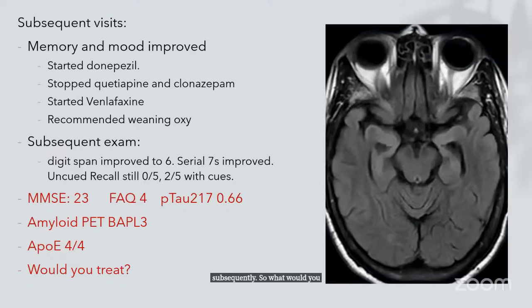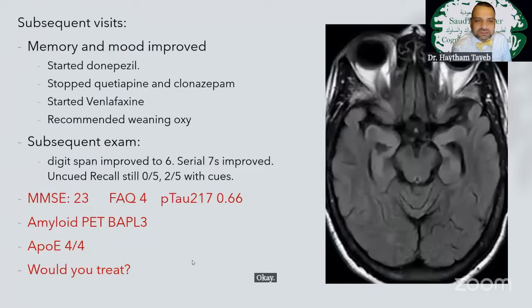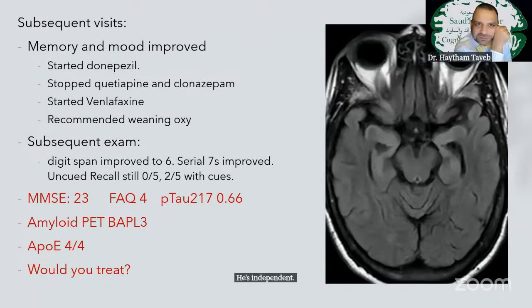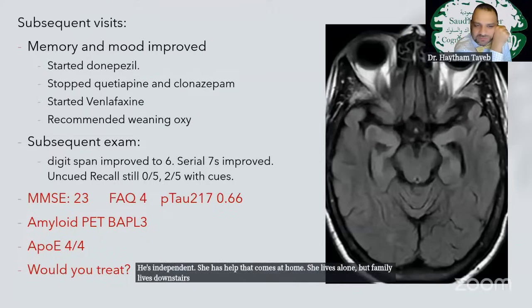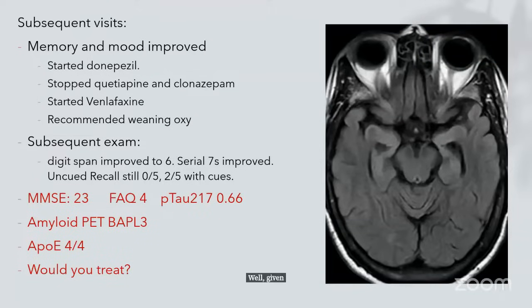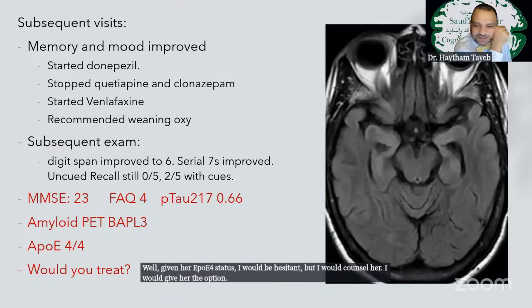What's her ApoE? She's homozygous. She is 71. She's independent. She has help that comes at home. She lives alone, but family lives downstairs. Well, given her ApoE4 status, I would be hesitant, but I would counsel her. I would give her the option. Yeah, that's exactly what I did.